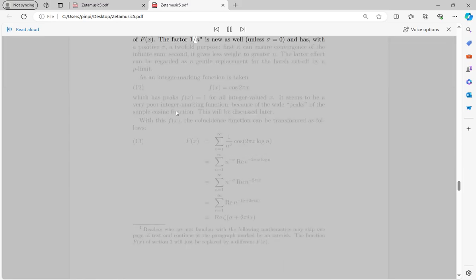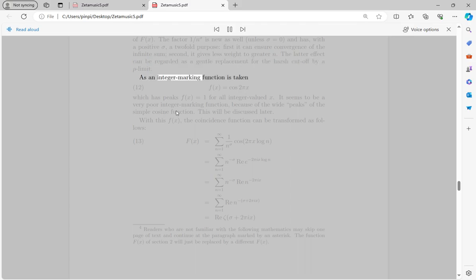The factor 1/n^σ is new as well, unless σ equals 0, and has, with a positive σ, a twofold purpose. First, it can ensure convergence of the infinite sum. Second, it gives less weight to greater n. The latter effect can be regarded as a gentle replacement for the harsh cutoff by a prime limit.